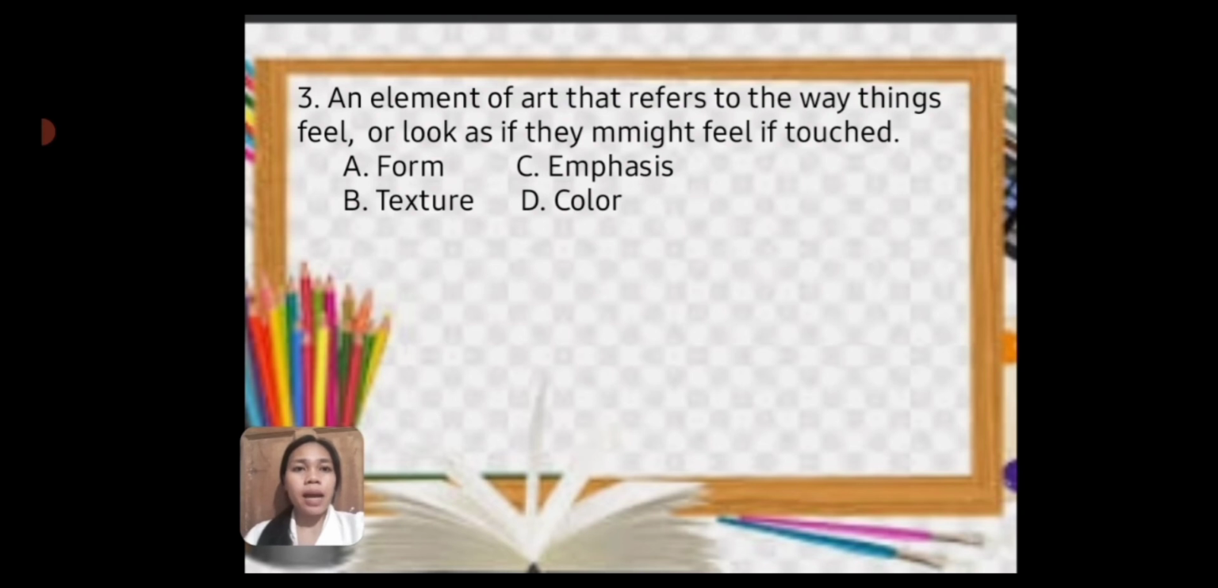Number 3, an element of art that refers to the way things feel or look as if they might feel or touch. So, letter A, form. Letter B, texture. Letter C, emphasis. Letter D, color. So, the answer for this question is letter B, texture.